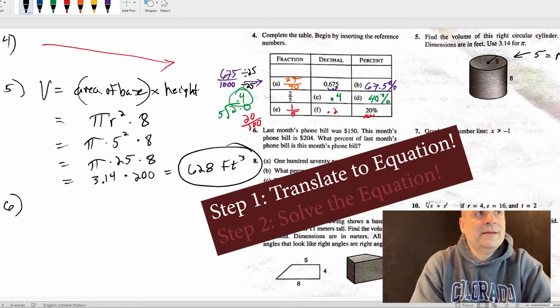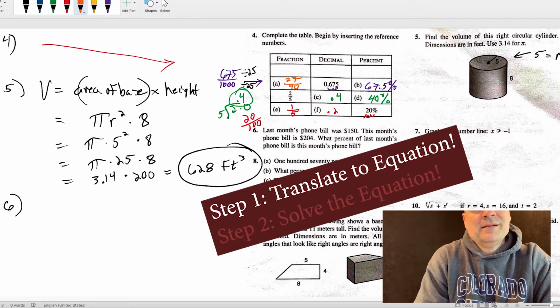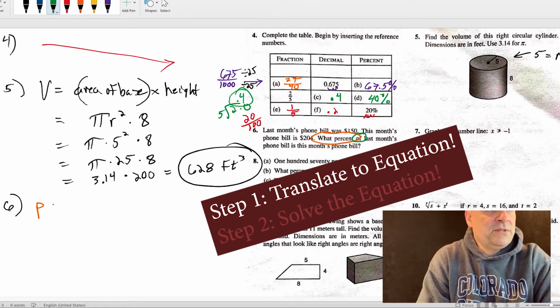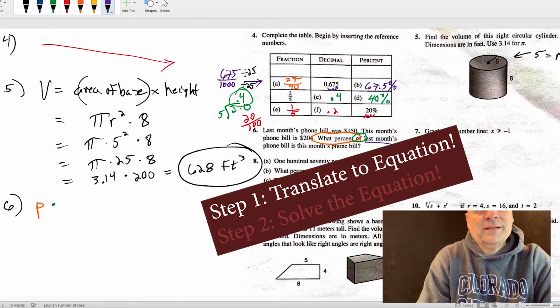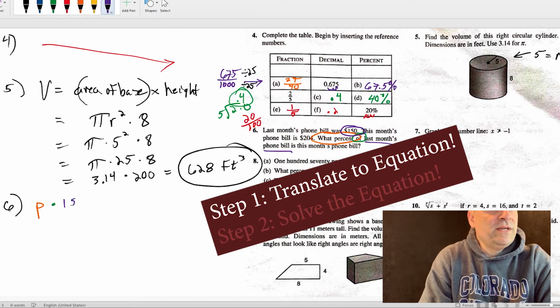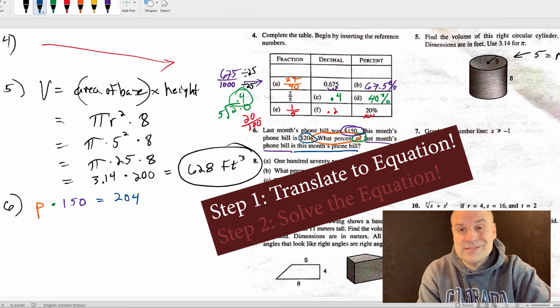Let's just translate it. How do you say what percent? Well, what percent is just P. How do you say of? Remember, of is just times. Okay, how do you say last month's phone bill? Well, it tells you what last month's phone bill is, $150. So this is 150. All right. Now, how do you say is this month's phone bill? Well, is equals, and this month's phone bill is 204. So there's your equation. Solve for P.